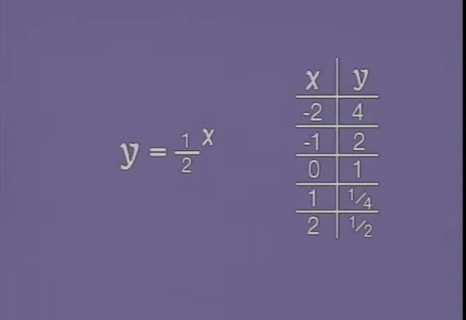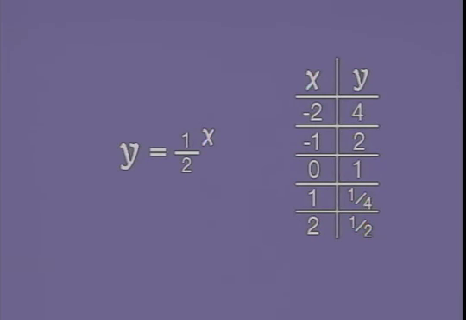The next visual shows us a roster of points for 1/2 to the x, which of course also can be written as 2 to the negative x. Notice now when we plug in x is negative 2, 1/2 to the negative 2, well, that says take the reciprocal of 1/2, which is 2, and raise it to the positive 2. So the answer is 4.